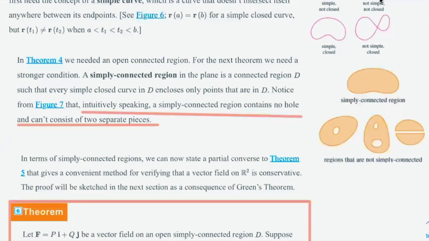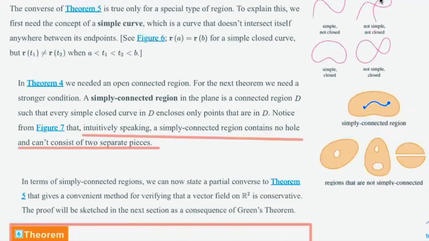Another concept is a simply connected region. Here's an example of a simply connected region. Remember, connected means if you pick any point inside the region, then they can be joined by a path that's entirely inside the region. So this is a simply connected region. It is a connected region. Now, these three examples here are not simply connected.